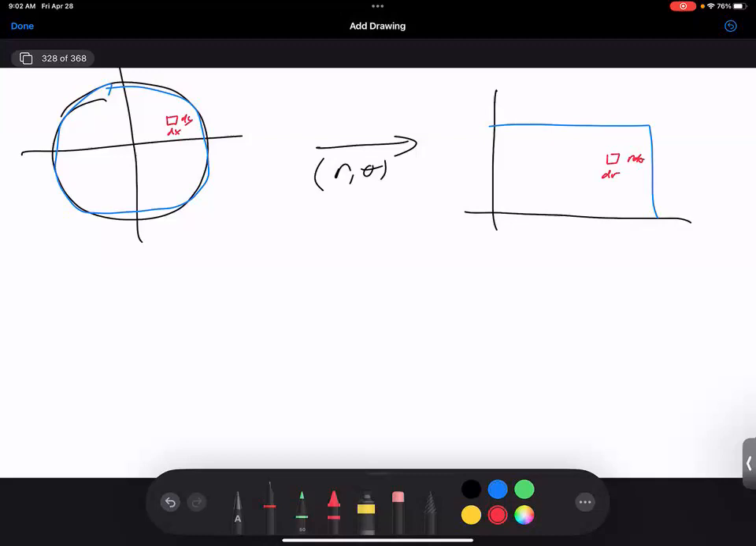The reason I'm going to write r d theta, and we'll talk a lot more about this, is theta is not a length. R times d theta is a length. So how many radians is it to go all the way around the unit circle? 2 pi. What is the perimeter of a unit circle? 2 pi. And if it's a unit circle, it's 2 pi.